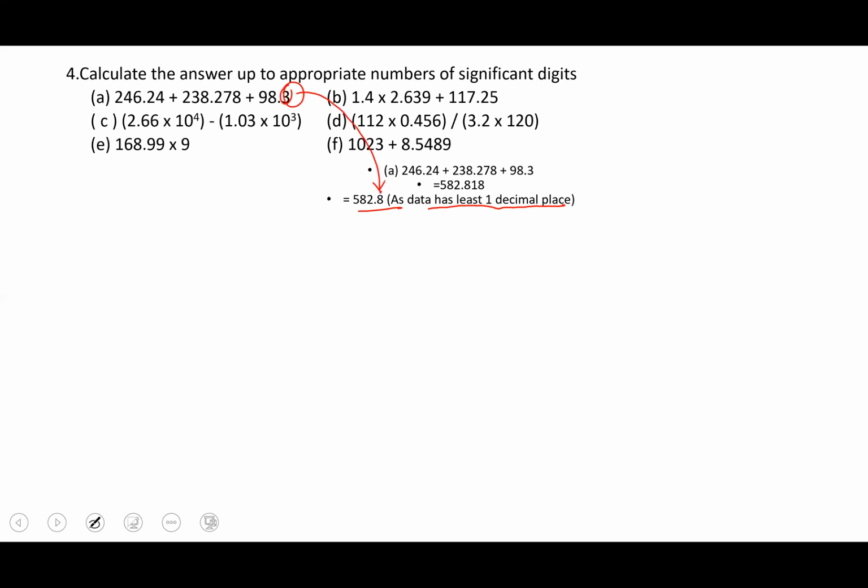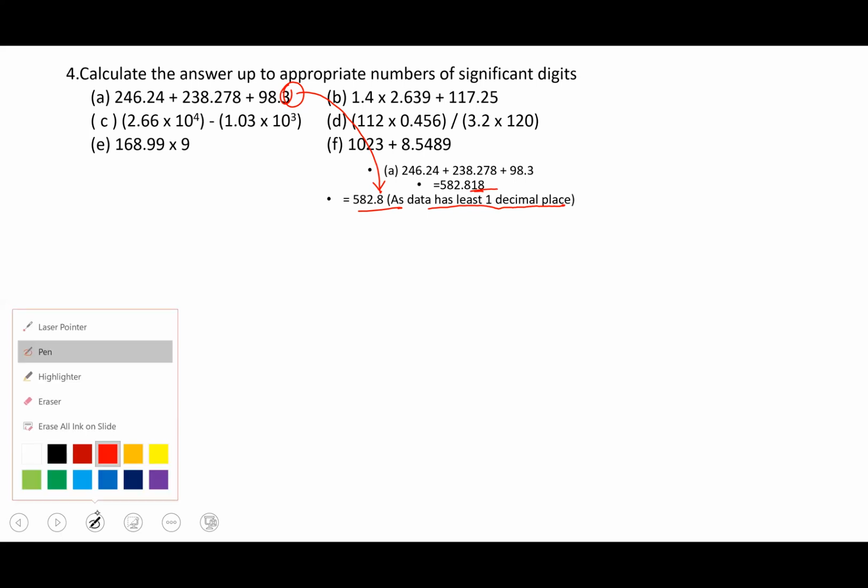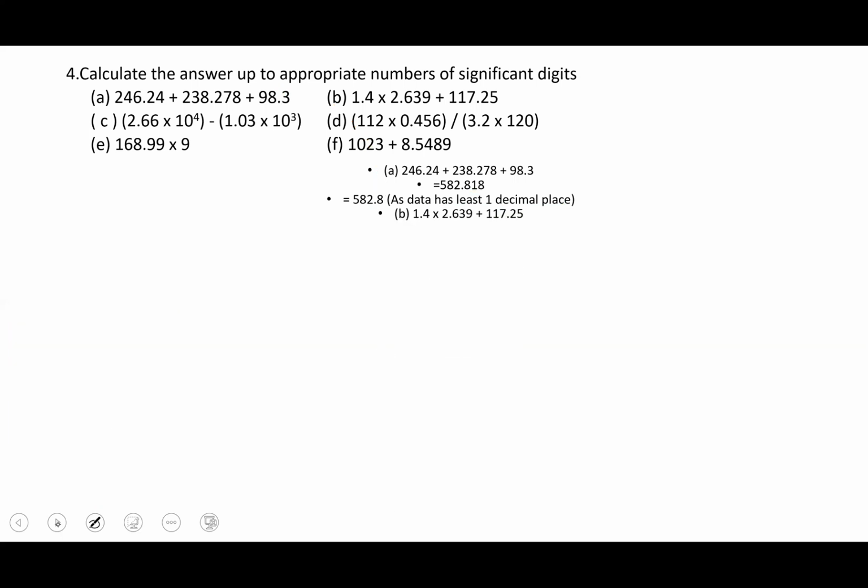That is why we have to place it at least 1 decimal place, and we have to round off all of the other values which are after the decimal. If we move on to the next question, it says 1.4 multiplied by 2.639 plus 117.25.